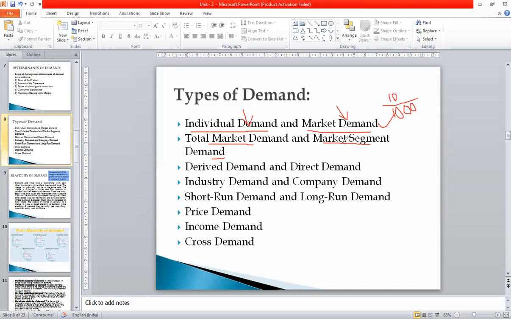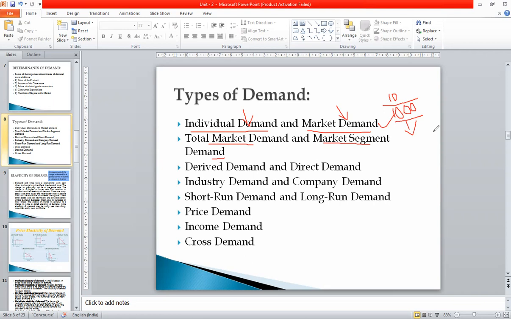It means we are dividing the market on certain criteria or certain features, and then analyzing the demand for the product. Total market demand is 1,000, and among these 1,000, how many people belong to the higher income group? How many belong to the lower income group? How many belong to rural areas? How many belong to urban areas? Whatever the characteristic is, we are segmenting, dividing based on one certain criterion. It is called market segment demand.